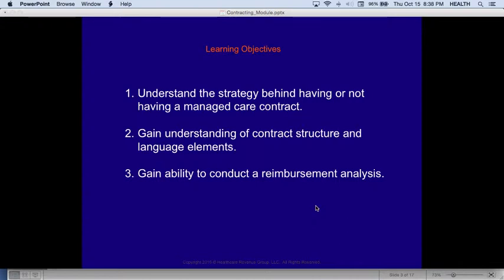I also want to have you gain an understanding of the contract structure and some of the elements that exist within a managed care contract. And of course, we're going to take a look at how you get paid and how much it's worth.